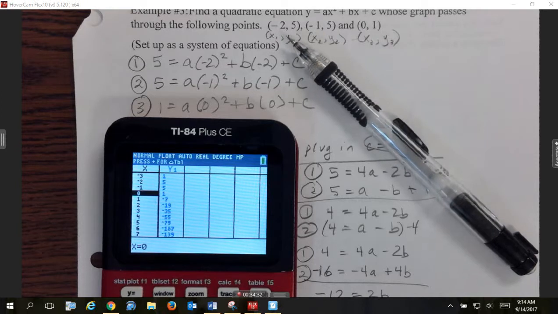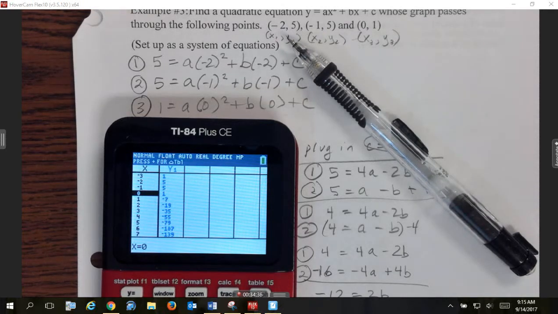If those three ordered pairs are there, then you've done it right, which mine are. Do you guys have them? Negative 2, 5, negative 1, 5, and 0, 1. Do you have them in there? So this will be a good way of just making sure that your equations were set up in the first place. All right, if you're ready to go on, go to the next page. That was just for checking your answer.